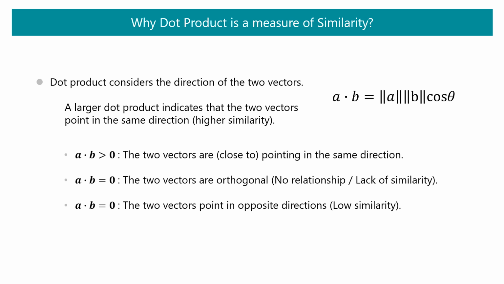When the dot product is 0, the two vectors are orthogonal, meaning that there is no relationship between them. That is, a lack of similarity. When the dot product is negative, it means that the two vectors point in opposite directions, that is, low similarity. In this way, the dot product is considered a measure of similarity because it reflects the orientation and the relative relationship of the vectors.